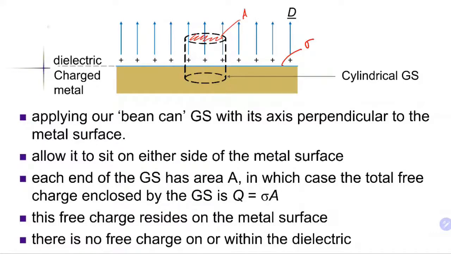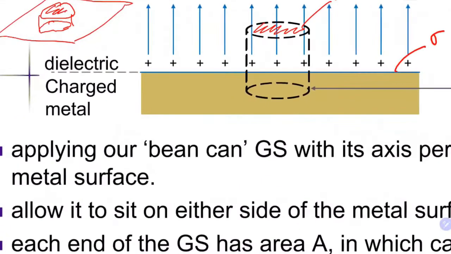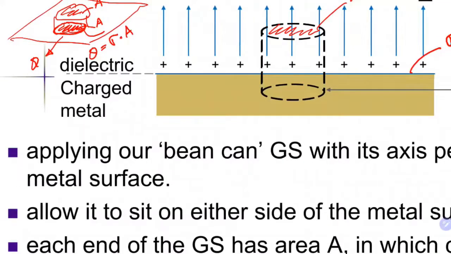Okay, so if I were to draw it in three dimensions, if I draw a can that has area A, this is the area on the surface. So if this is A, this area that is touching the surface is also A. So in this part here, the amount of charge will be sigma times A. That will be the charge inside this area. Okay, do you get that concept?